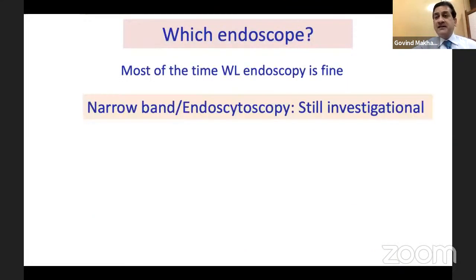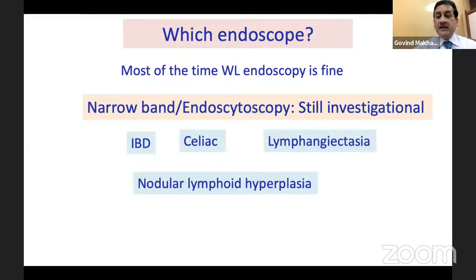Which endoscope? Most of the time, simple white light endoscopy is fine and diagnostic. Narrowband imaging or endocytoscopy are still investigational. If available, you might use them for your own learning, but they will not add to diagnosis. So never worry about it. I don't have narrowband, I don't have endocytoscopy. It does not matter. You will do as good with white light endoscopy as you do with these. In some conditions, the endoscopy is diagnostic. For example, lymphatic dilatation or lymphoid dysplasia is diagnostic, but in celiac disease, endoscopy may be completely normal.